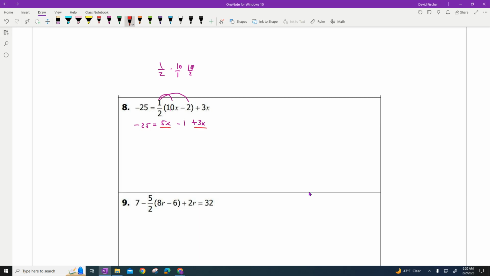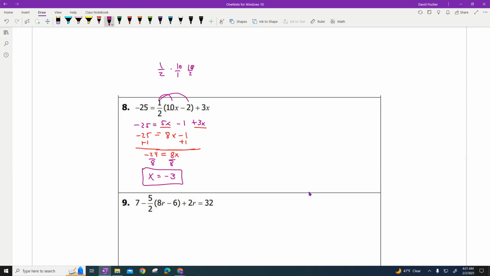Now I got like terms here. That's a terrible looking x, but I got 8 x's. I'm going to collect like terms. And I got minus 25. Let's add 1 to both sides. Don't care that my x is on the wrong side. I'll fix that on the next step. That's a minus 24. More negatives than positives. 25 take away 1. And now the last step, let's divide by 8. Negative divided by positive is a negative, and 24 divided by 8 is 3.